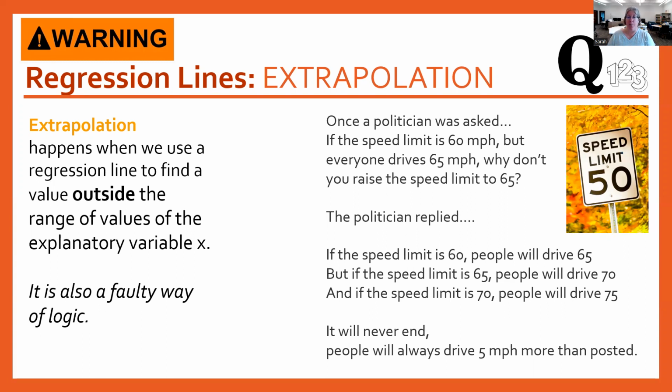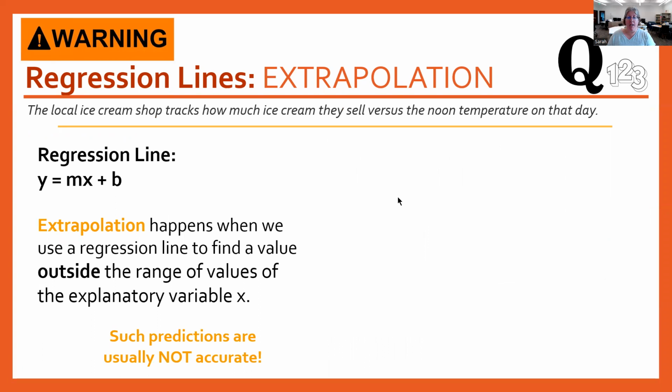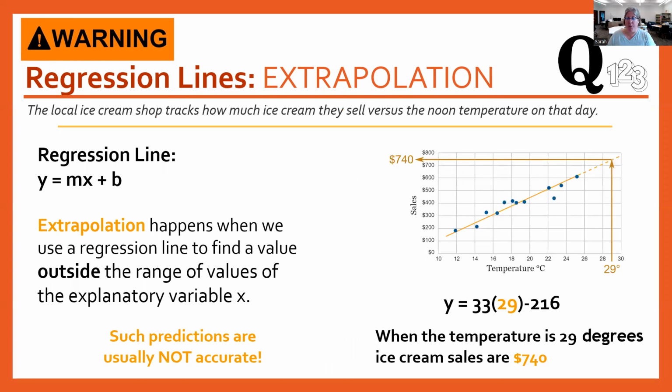So if we look at the points on the ice cream graph, they go from about 12 degrees Celsius to about 25 degrees Celsius, looks like about the furthest point out. So if I wanted to try and make a prediction using 29 degrees, that's 4 degrees more than the last point. So that's still sort of close, and maybe that prediction might be okay.